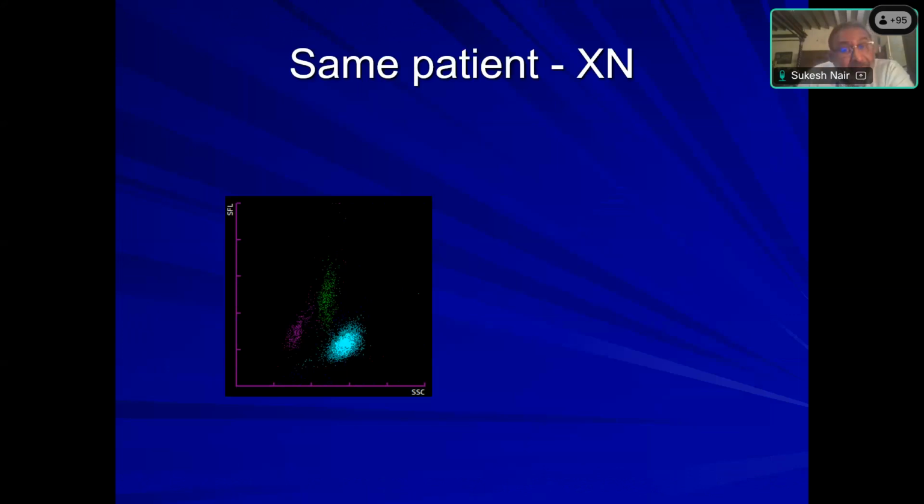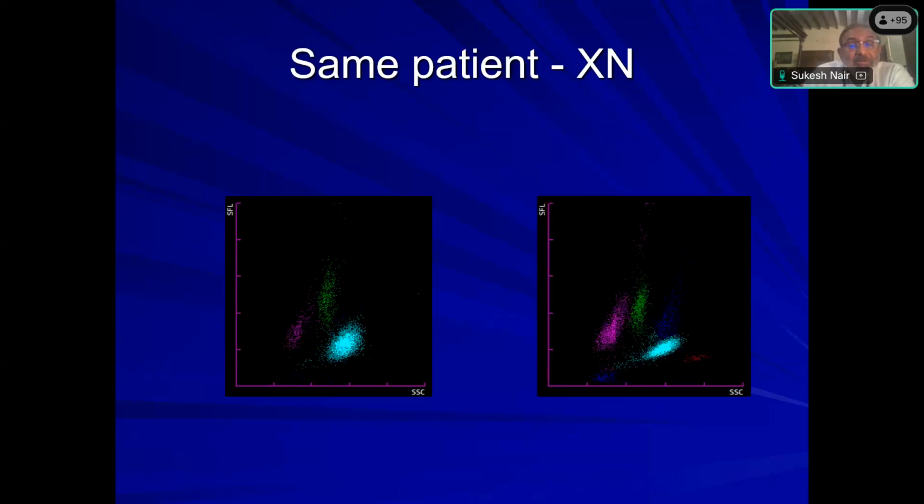Now, if we look at other cell counters like XN, this is the same patient. We are not talking about anybody else. Same patient. Here, if you look at a normal distribution, this patient is slightly reactive. You can see the reactive lymphocyte left shift. But if you look at the neutrophil data, you can see that along the y-axis it has got more fluorescence compared to normal neutrophil data.